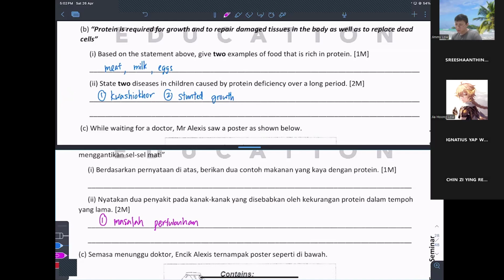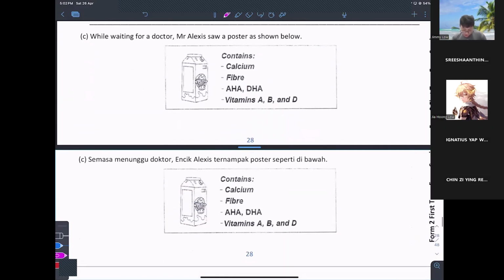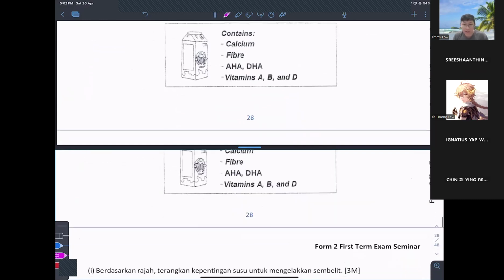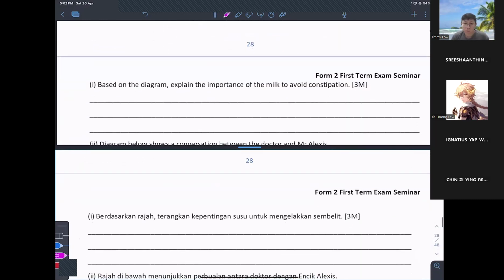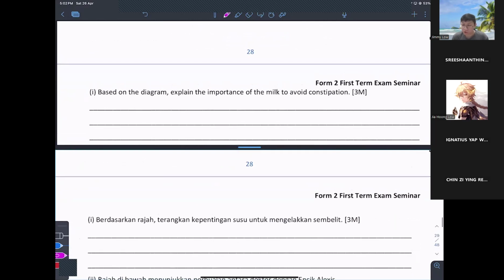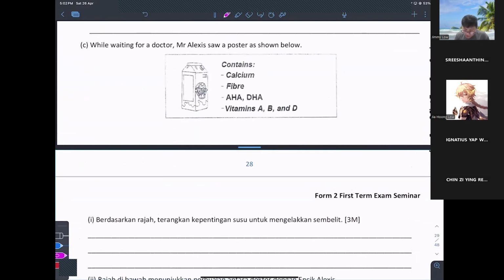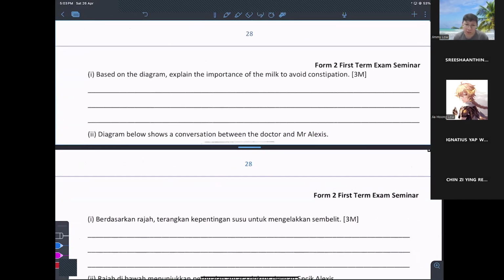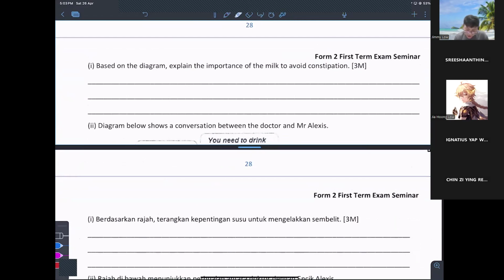Next one. Showing you a poster. Okay, vitamin A, B, D, contains calcium, fiber, AHA, DHA. Doesn't matter. The point is here. Based on the diagram, what is the importance of milk to avoid constipation? When we talk about constipation, fiber has to be mentioned. Calcium is for bone. AHA, DHA is your brain cells. A, B, D doesn't matter for constipation. So 3 marks. How would you explain this?